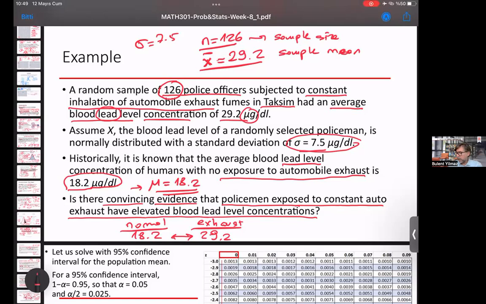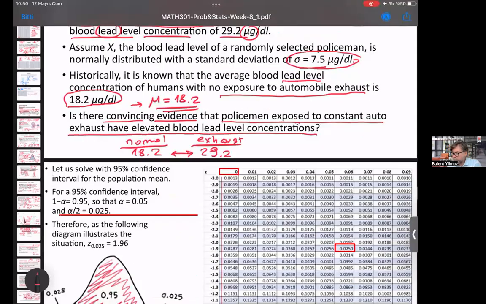I have 126 people as the sample size, and I found 29.2 as the lead level measured from their blood. Is this something important, something significant? How can I do this significance test, to see if this is significant or not? Here is what I do.